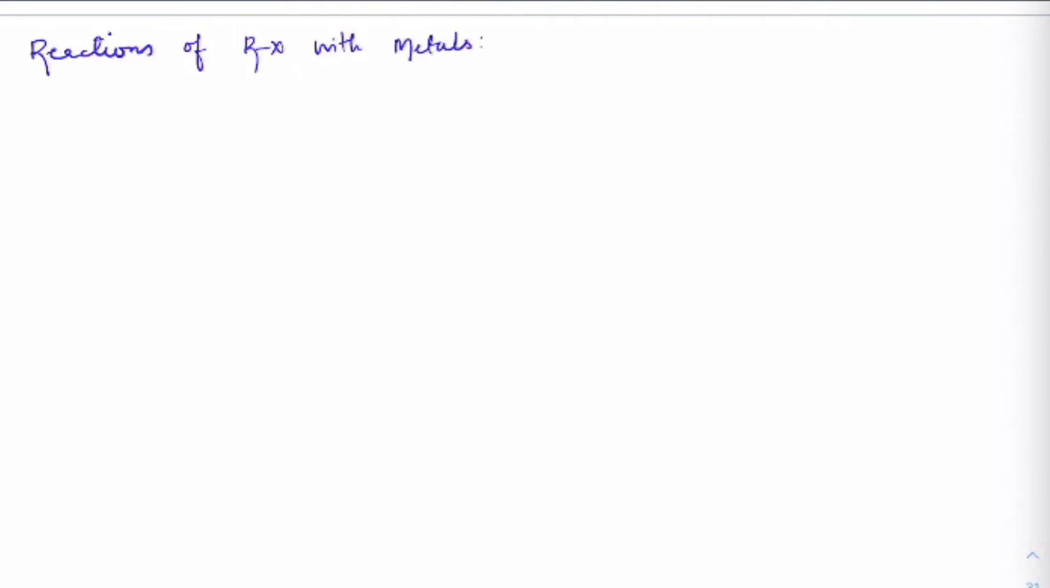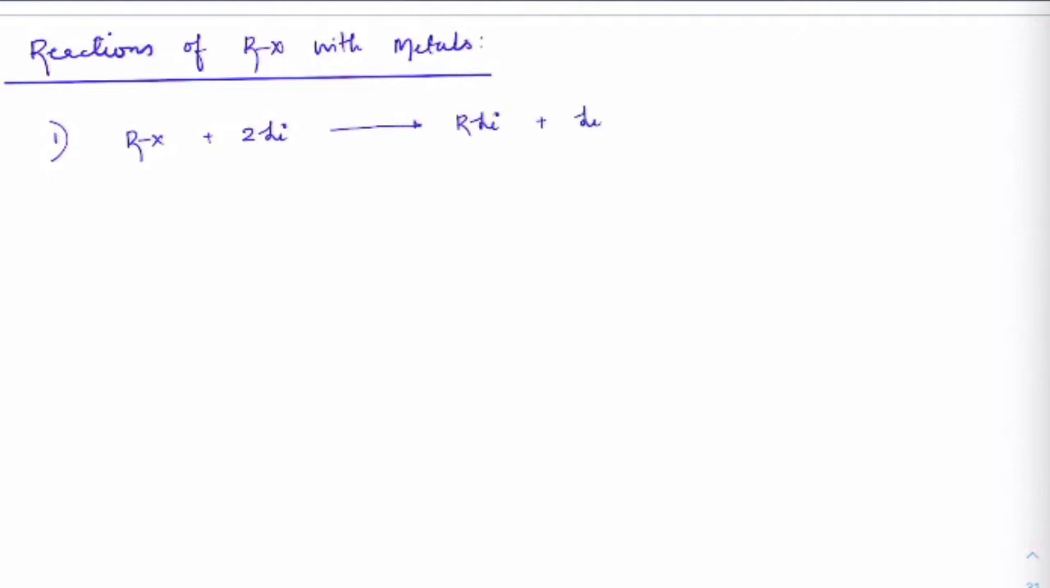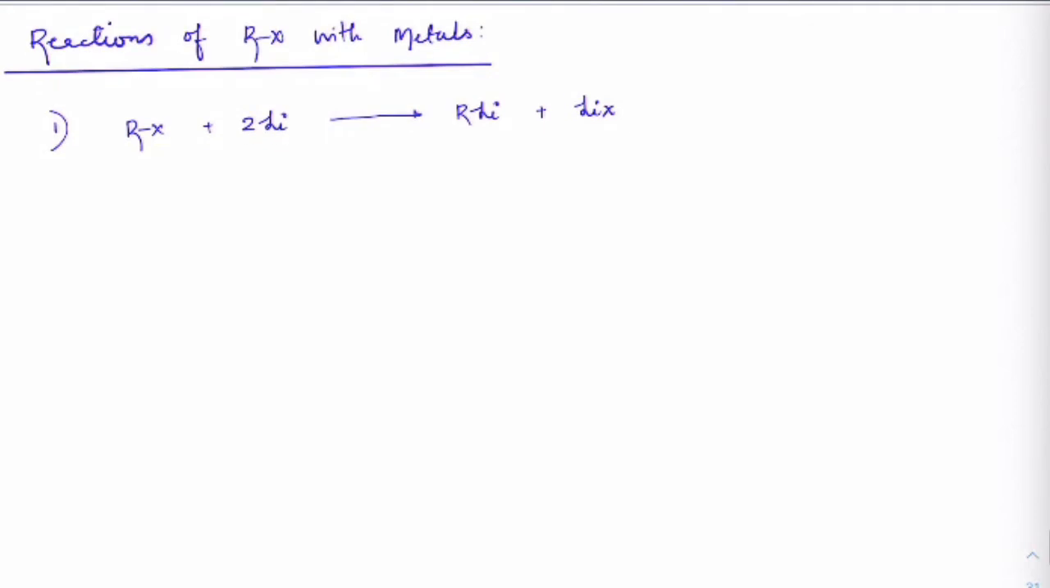With metals, we know that if RX is treated with 2 moles of lithium, we will get RLi plus LiX. If you recall from hydrocarbons, we have used this reaction to synthesize alkanes by using Corey-House synthesis. So this is the reaction that takes place.